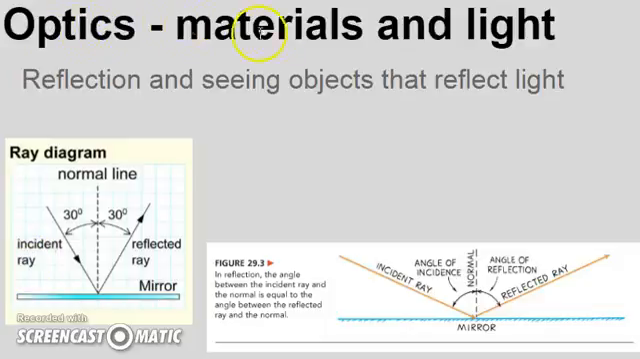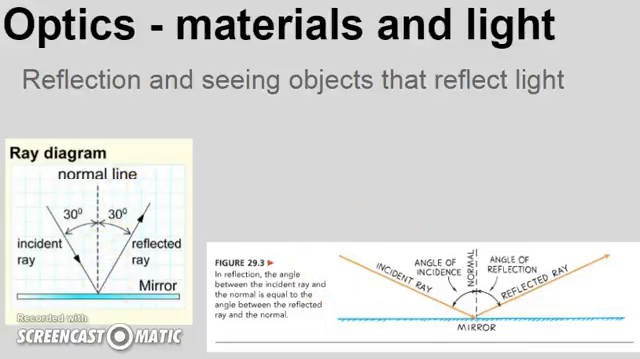Today's lecture on optics is going to involve different types of materials and how light behaves when it interacts. So a lot of what we'll talk about is reflection and seeing the objects that reflect light. We're going to be drawing normal ray diagrams where we have to make sure we establish what the surface is. Generally, we'll talk about a mirror or shiny surface. We talk incident rays and reflected rays, and obviously the normal line.